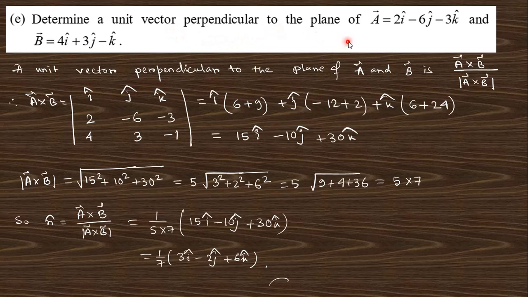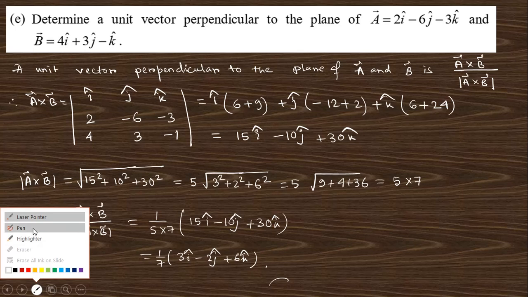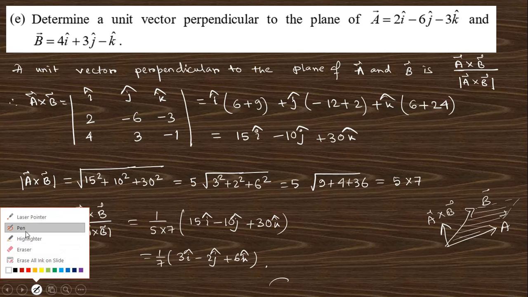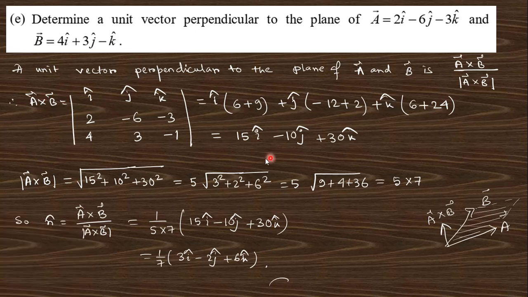Determine a unit vector perpendicular to the plane of a vector and b vector. So you know for two vectors a and b, if you take the cross product of these two vectors, you will get the area, and the direction of this area is perpendicular to both. So a cross b is perpendicular to both a and b. You need to find the unit vector, that's why we divide by the modulus of this vector. So you get a cross b, and modulus of a cross b equals that. If you divide, you will get this vector which is perpendicular to both a and b and which is a unit vector. So you will get the unit perpendicular vector.